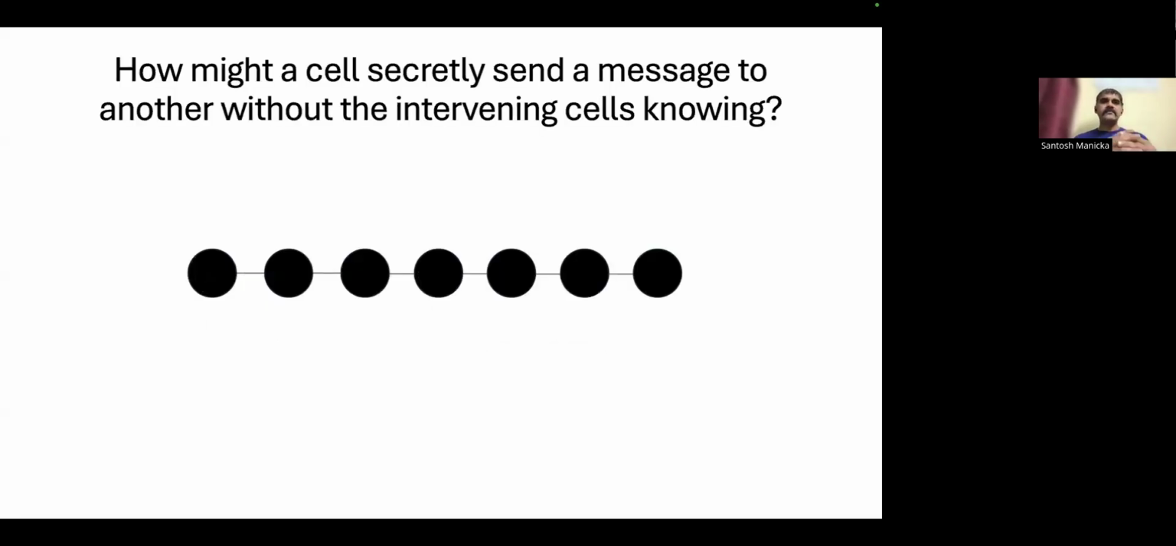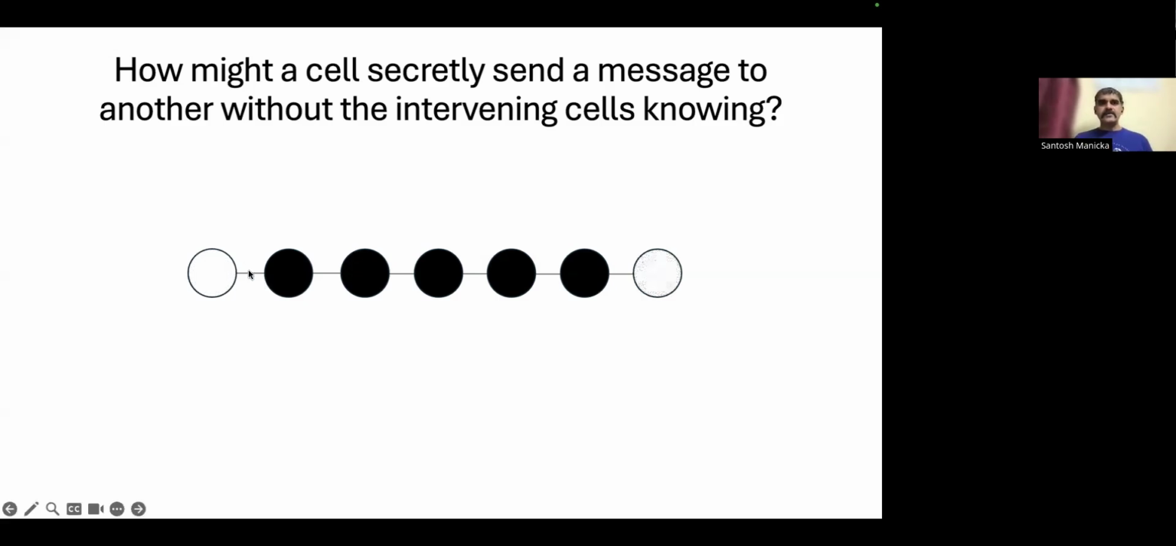So let's say we have a chain of cells. You can imagine this as some form of tissue. And let's say we want one of the cells to send a signal to another cell, but without the intervening cells knowing. So you only want one receiver cell to be able to read your message, and you want the other cells to just relay the message. You can imagine that this would require some sort of intelligent behavior, right? Because somehow you want to hide the message from the other cells, and you want only one cell to be able to read the message.